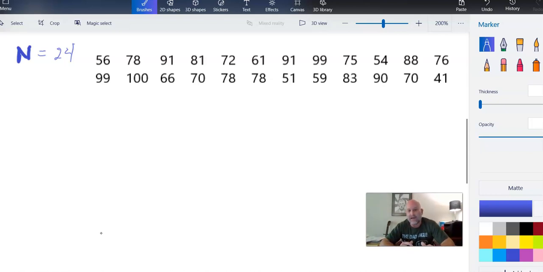Now, it's not in order. And typically, you don't get data in order. You get high values, low values, high values, low values, more low values, then high values. It just jumps all over the place.